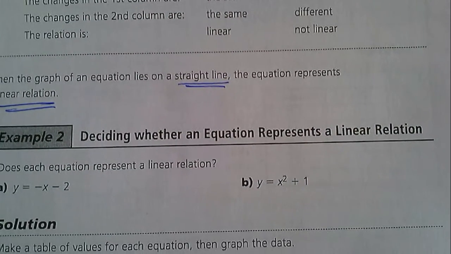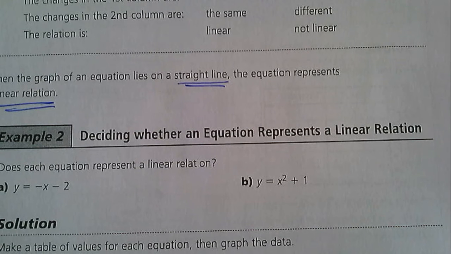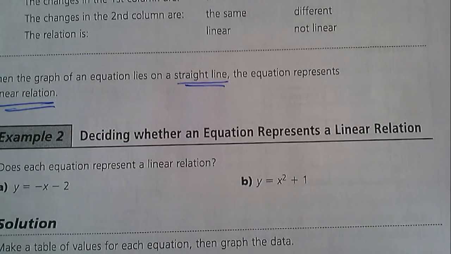So let's take a look at the second example. We're trying to decide whether an equation represents a linear relation. Again, there's a couple different ways we could do this. We could graph it if you wanted. I'm not going to make you graph it right now, but you might have to graph some data later. Or we could make a table of values. So let's take a look here.